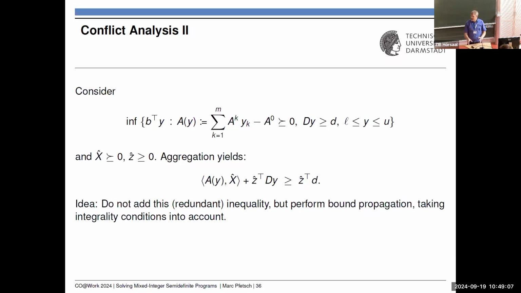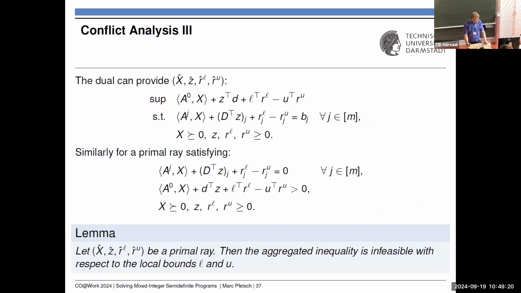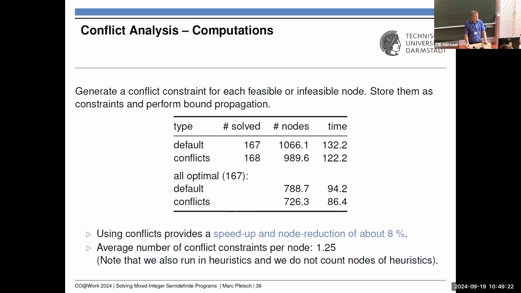The hope now is that this inequality is valuable in other nodes as well. Why not? If it shows that a certain node is infeasible, maybe it also shows that another node is infeasible. And in fact, that's what happens, and this is why you can learn from infeasible nodes. If you implement this in SCIP-SDP, which I actually did, then you will see, the default is no conflict analysis. Conflicts is with conflict analysis. Again, at the top, all instances, at the bottom, all that can be solved by both. And you see that we get a speed up of about 8%.